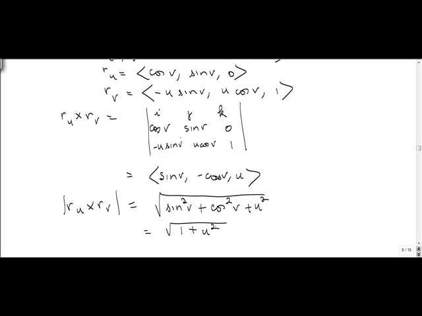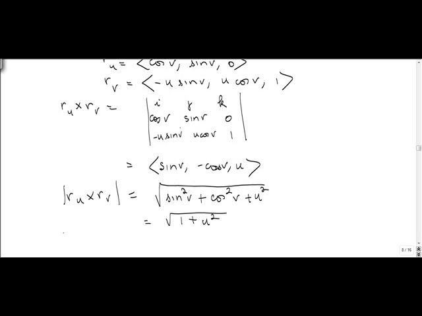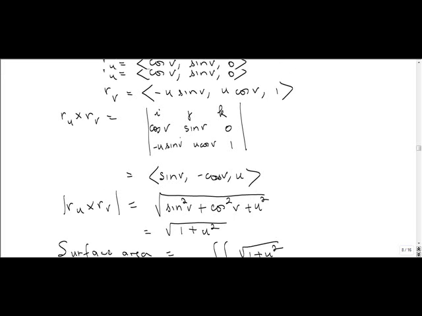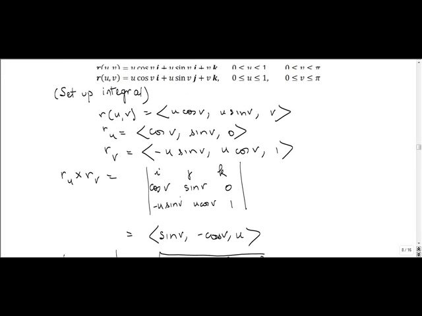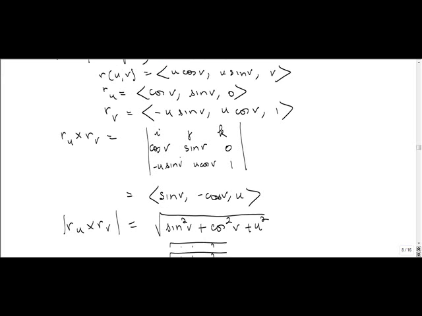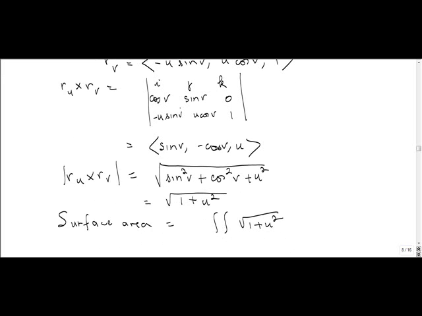Okay? So, surface area is equal to the double integral of this square root of 1 plus u squared. Now, if you look at the range of values for u and v, they are constants, right? So it's over a rectangle, so it doesn't matter the order. So du dv, and u goes from 0 to 1, and v goes from 0 to pi.